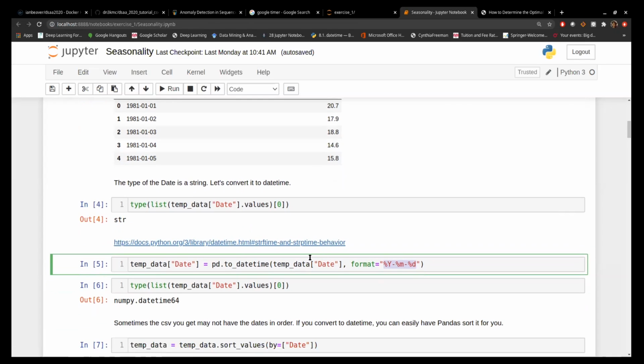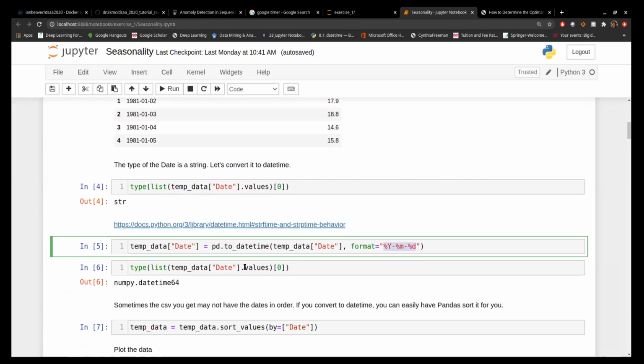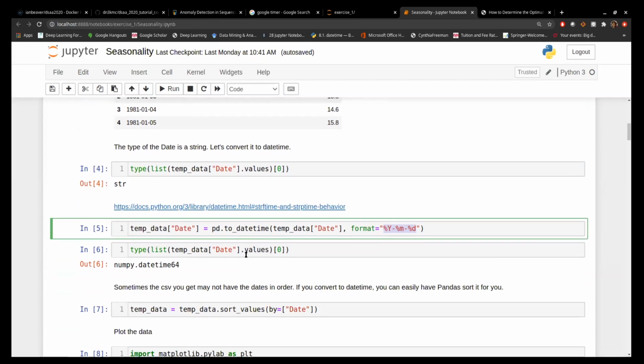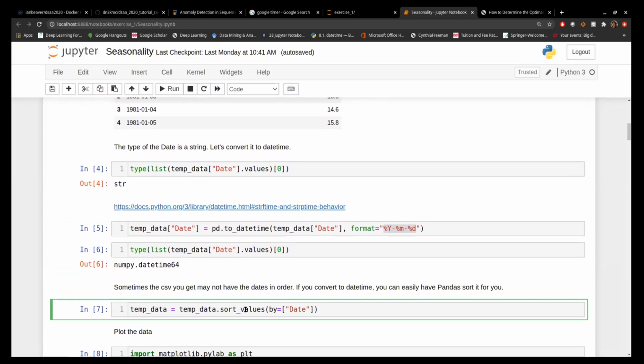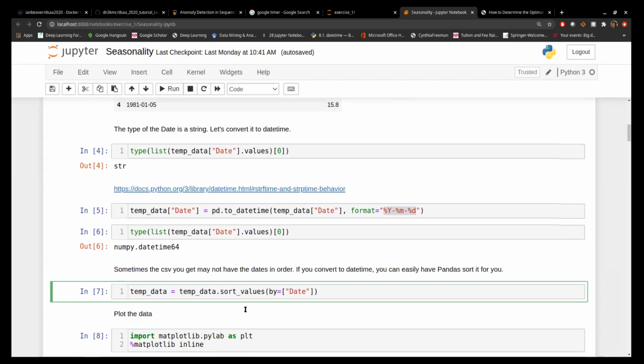So although the CSV that we have loaded actually has the dates sorted already from earliest at the top to latest at the bottom, not all CSVs you get might be so nicely sorted. And since we told pandas that the date column has dates, we can use the sort_values command to sort the data by date.